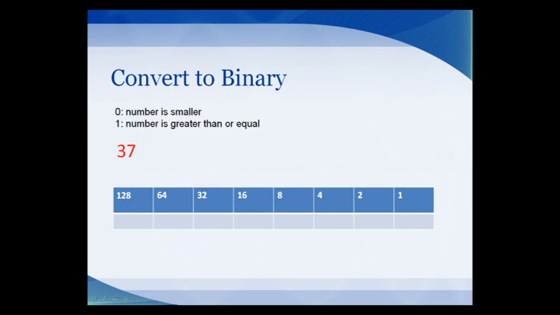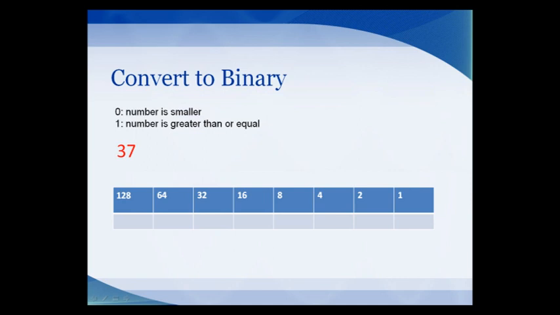We have 37, and we want to convert it to a binary number. So we put in our numbers 1, 2, 4, 8, 16, all the way to 128. This is our byte of information, if you remember. Okay, so here is the rule. You're going to place a 0 if the number that we have is smaller than the place value. And you're going to put a 1 if the number is larger or equal. Okay, let's show you how this plays out.